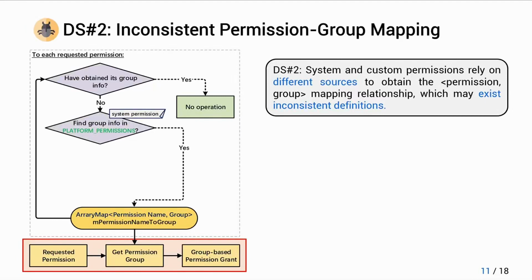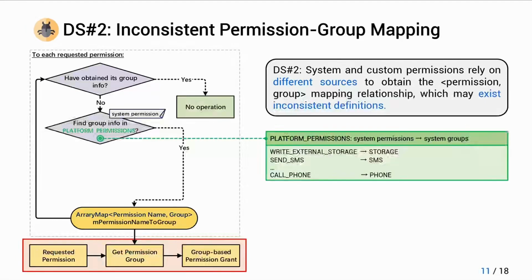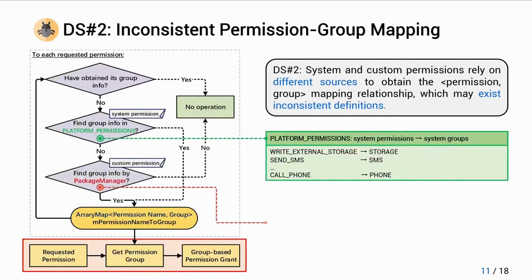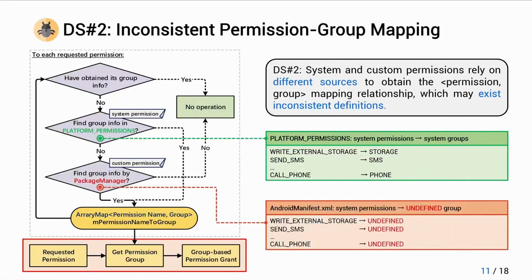For system permissions, the group information is obtained from the platform permissions. In platform permissions, system permissions belong to the corresponding system groups. For custom permissions, the system will invoke the package manager to get the group information from the file AndroidManifest. However, in AndroidManifest, all dangerous system permissions belong to the undefined group. Exploiting such inconsistency, an adversary can get all dangerous system permissions without user consent.